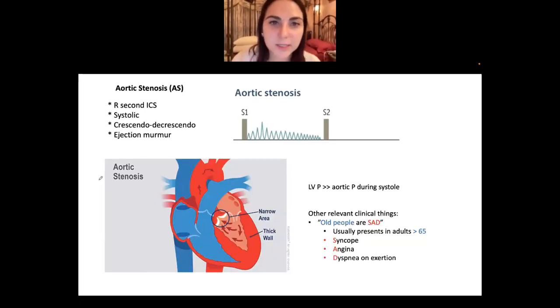So first, starting with aortic stenosis. This is going to be heard at the right second intercostal space, again, that's the aortic area. It's a systolic murmur. We talked about why, because this is a stenotic murmur of the aortic valve, so it's an issue with opening.